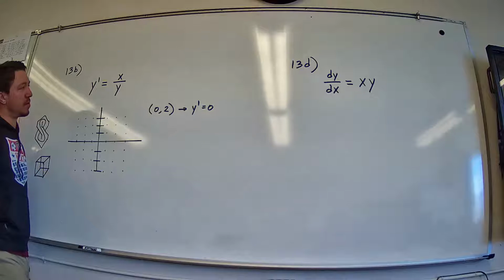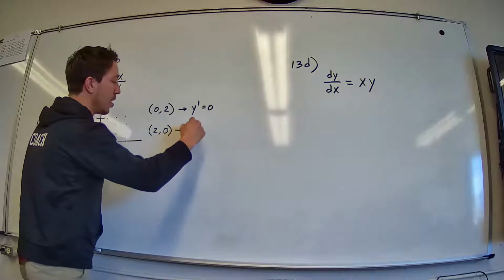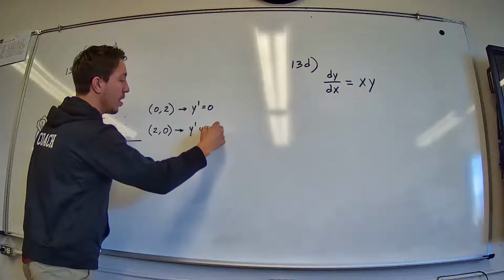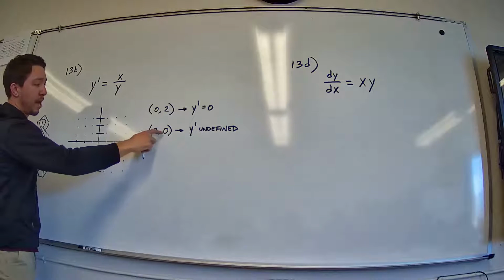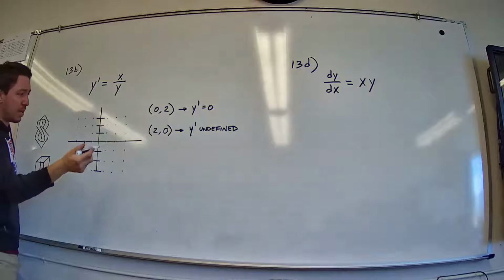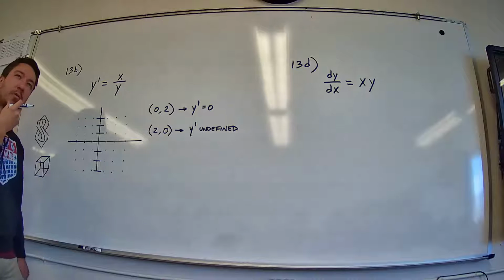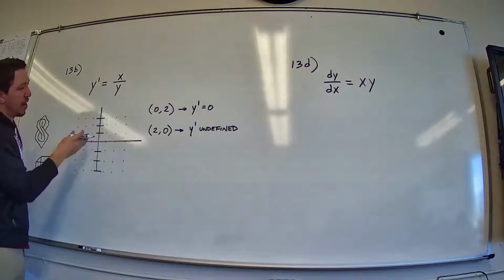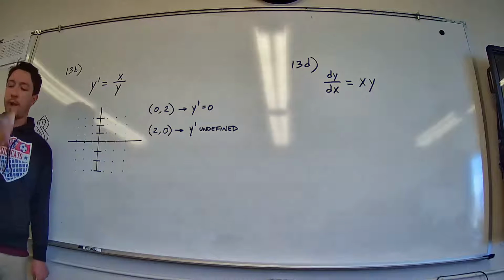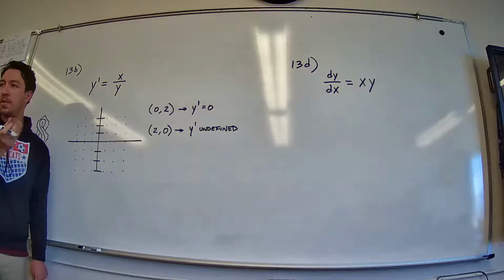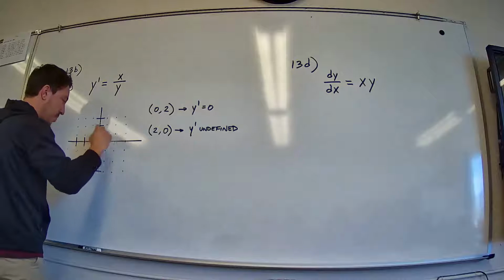How about a place where the derivative's undefined? Anywhere where y equals 0. If you had 2 divided by 0 as your y prime, that would be undefined. So that would be like the x-axis. Now, undefined slope, this is where it gets a little interesting, because a 2 over 0 form would correspond to an infinite rise, or a rise over an infinitesimal run, like a vertical line. Does that make sense? So long story short, these are going to be vertical.